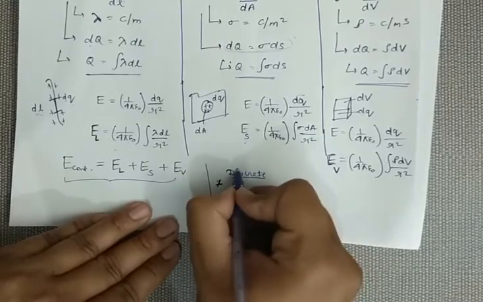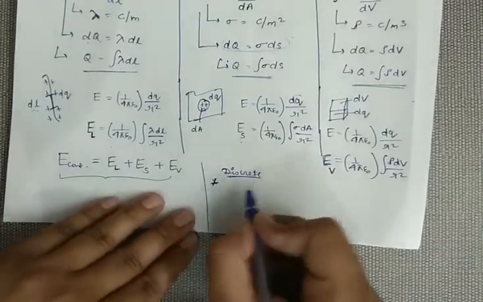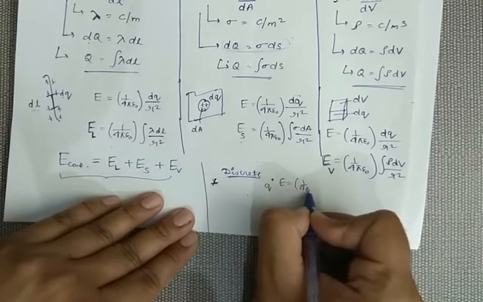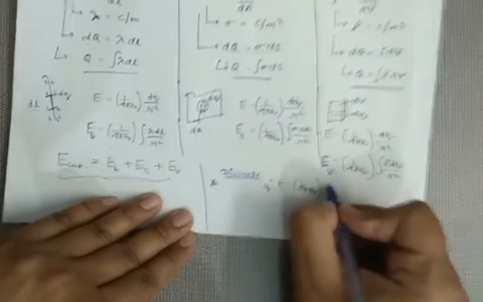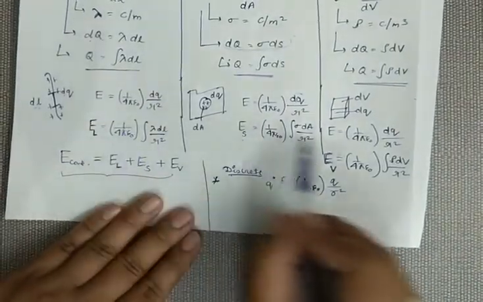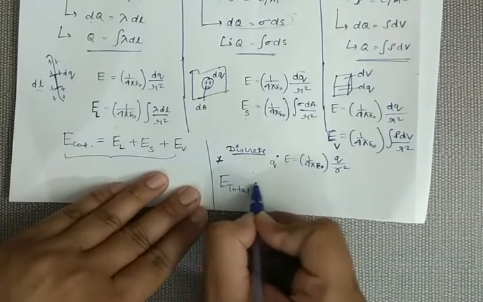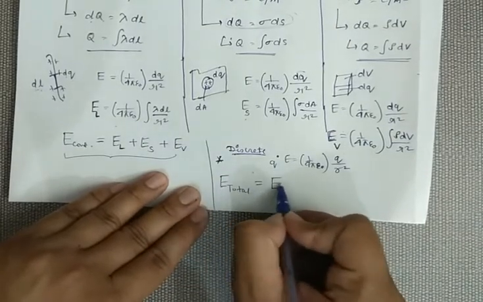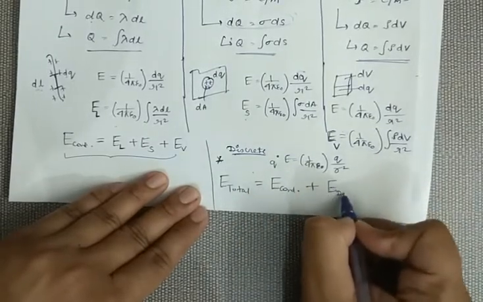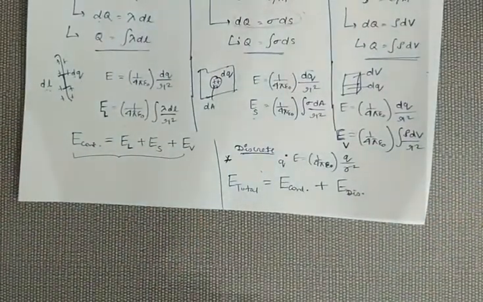So discrete means for non-conducting or for isolated charges. For individual charge, we know that electric field is simply given as 1 upon 4 pi epsilon naught q by r square. This is the electric field for individual charge, and these are the electric field for continuous distribution. So if we talk about total electric field, the total electric field is always electric field due to continuous charge distribution plus electric field due to discrete charge distribution. So this was the distribution of the charges.